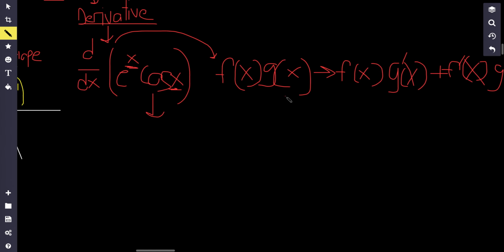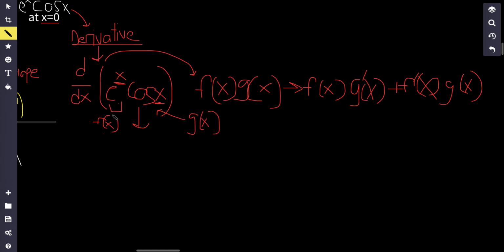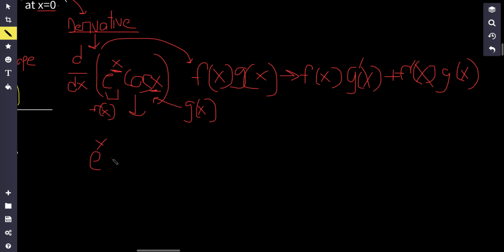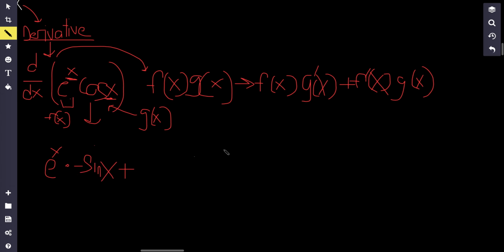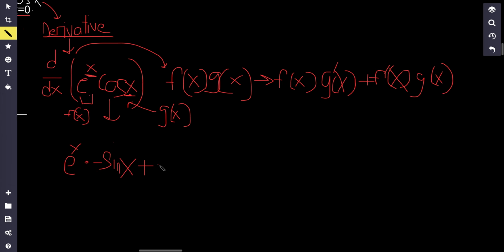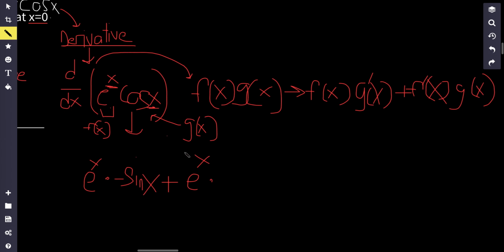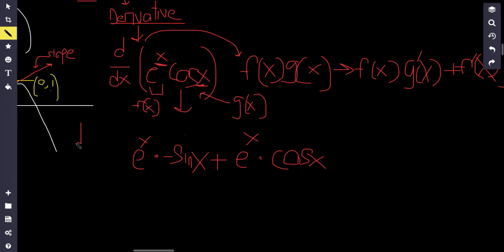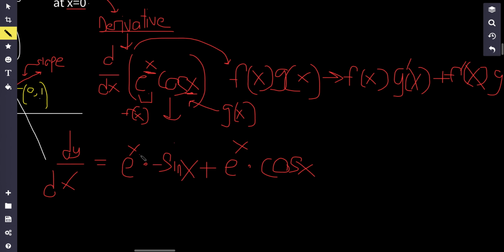In this case, if we let e to the x be f of x and cosine of x be g of x, plugging this into the formula, f of x is e to the x times the derivative of our other function. The derivative of cosine of x is negative sine x, plus the derivative of f of x, or e to the x, which is just e to the x, multiplied by the original second function. So we get that the derivative of y with respect to x is e to the x times negative sine of x plus e to the x times cosine of x.